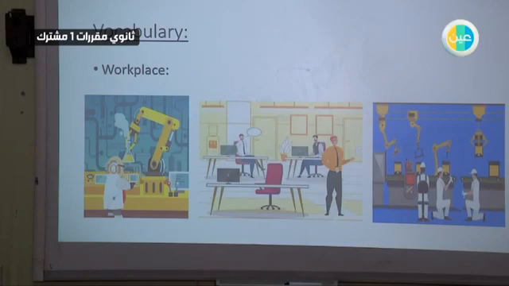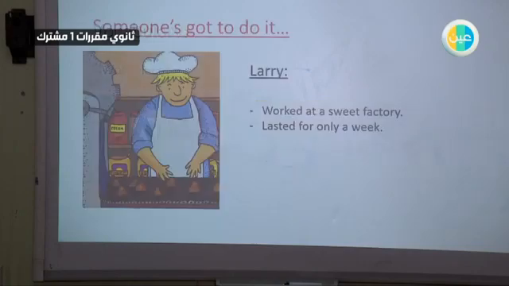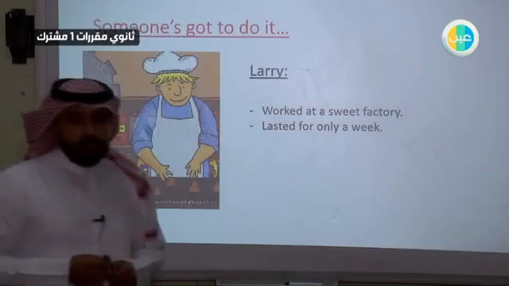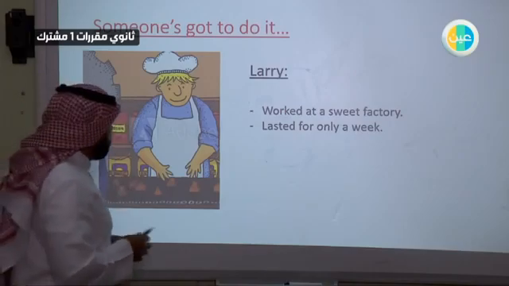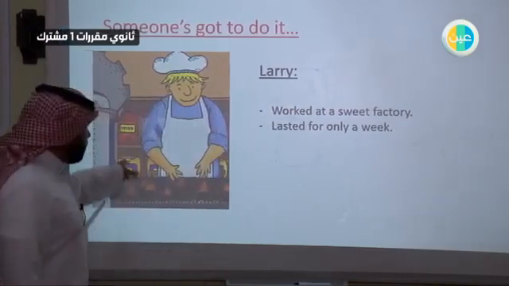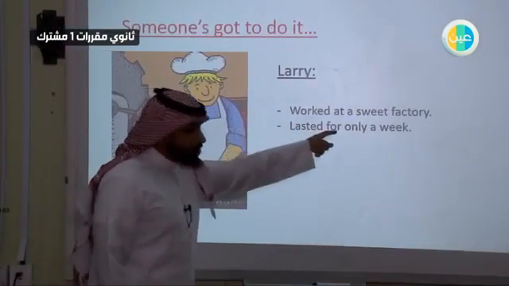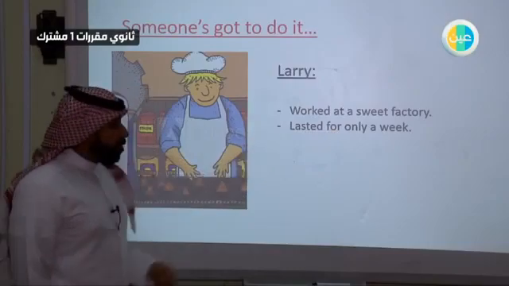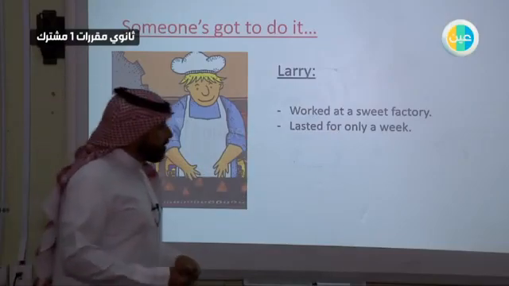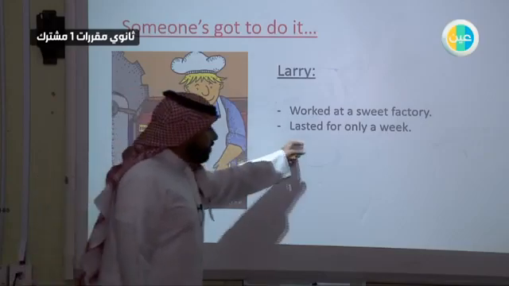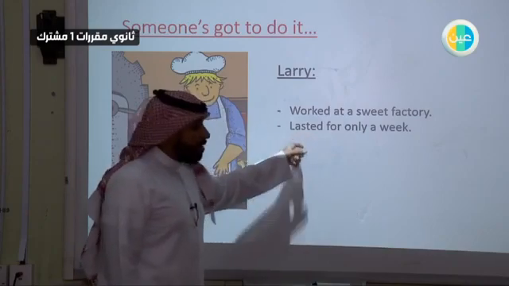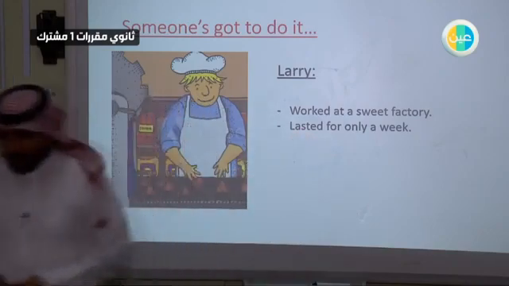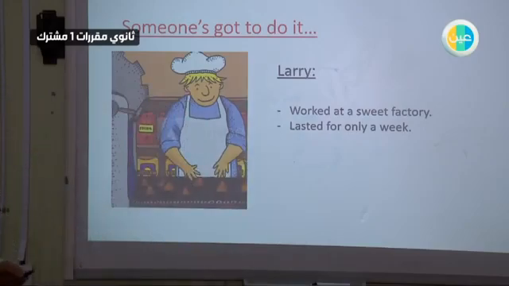After that, we will move to the article. We have four people in this article who are talking about their bad experiences. The first one, his name is Larry. As you can see him in the picture, he worked at a sweet factory. Sweet, it's like biscuits, chocolate, they're making chocolate or biscuits or anything that is sweet. He lasted for only a week. Lasted, that means staying. He stayed in his job for just one week. So please remember these people, because we will read about them in the article.